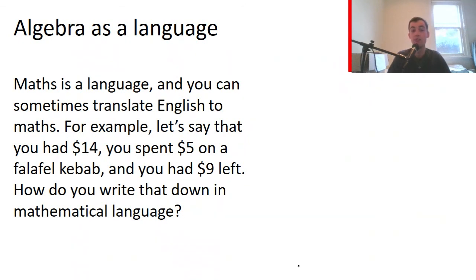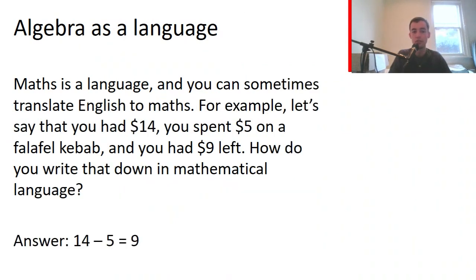Let's say that you had $14 and you spent $5 on a falafel kebab and you had $9 left. How do you write that down in mathematical language? You probably already know how to do that. So just pause the video, write it down, and let's see whether you got the right answer. So if you wrote down 14 minus 5 equals 9, yes, you did get the right answer. If not, that's what it is. So that's how we write it down. We had $14, we spent 5, so we lost $5, and the result was 9, we had $9 left.